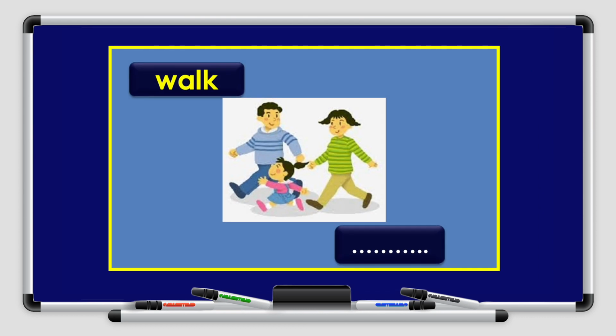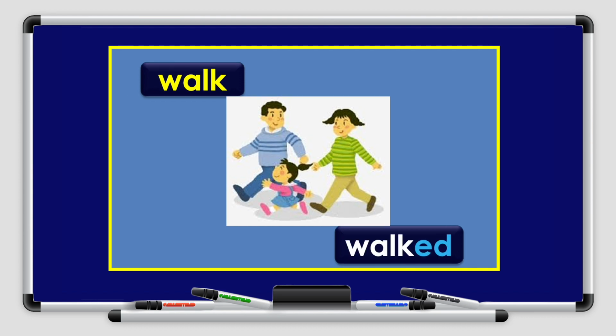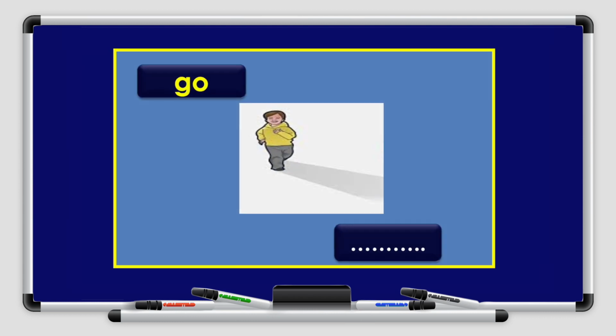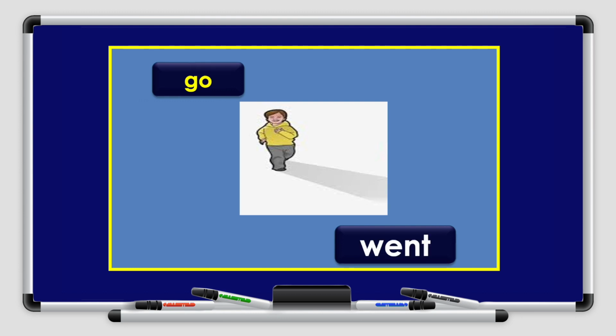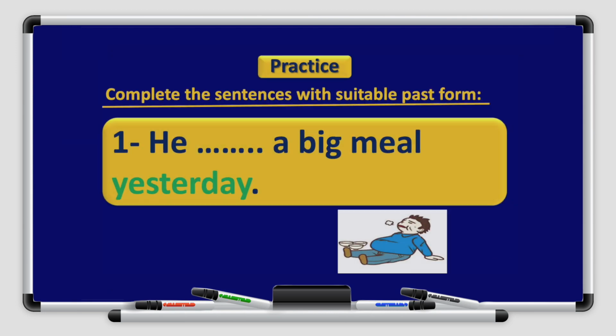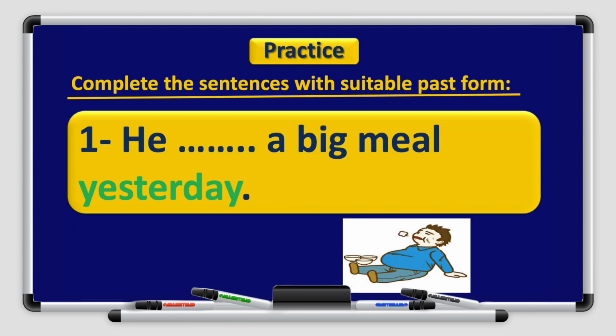What do you think about this verb, walk? Is it regular or irregular? Yes, that's right. It's a regular verb and we have to add ed at the end. So walk, I have to change it in the past. It will be walked. Go. Is it regular or irregular? That's right, boys and girls. It's an irregular verb. So go, it will be changed to went. Go, went.